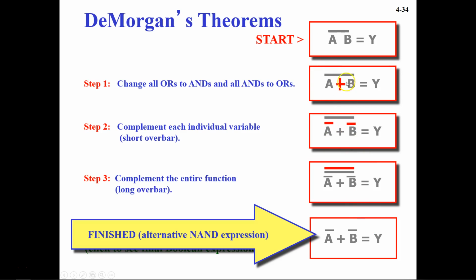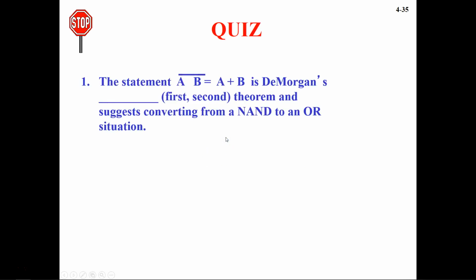But you don't have to deal with this every time. You just remember this formula: if you have (a dot b) whole bar is equal to y, then you can convert it into a bar plus b bar is equal to y, and the same applies for the other formula, the first theorem of De Morgan's theorem. So you see here how, with a 4-step process using De Morgan's second theorem, we have converted a conventional NAND to an alternative NAND. Okay, so next we have the quiz.